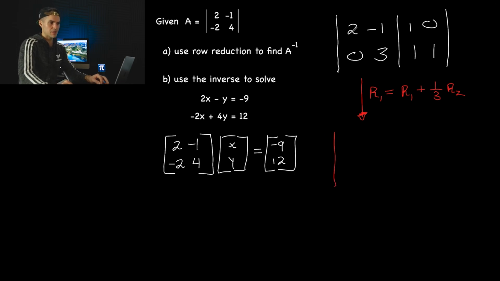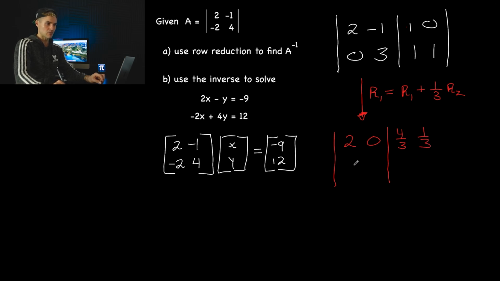Okay, so what's going to happen? 2 plus 1/3 times 0, that's just going to stay as 2. -1 plus 1/3 of 3, as we mentioned just now, that's going to end up being a 0. 1 plus 1/3 times 1 is going to end up being 4/3, like that. And then 0 plus 1/3 times 1, that's going to end up being 1/3 right here. Then we're going to have 0, 3, 1, and 1 like that.